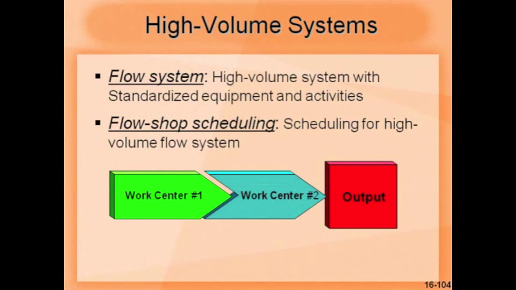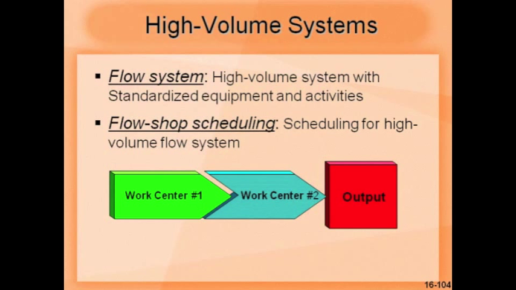So this talks about high volume systems. Obviously, the approach of scheduling for high volume systems or intermediate or low volume systems will vary. We'll start with high volume systems. A flow system here is a high volume system with standardized equipment and activities, which basically means all the jobs will follow the same sequence. More or less, the sequence is frozen. So every part has to go through those specific sequences. A company may decide the sequence and then freeze it, so that all the jobs will follow the same sequence.